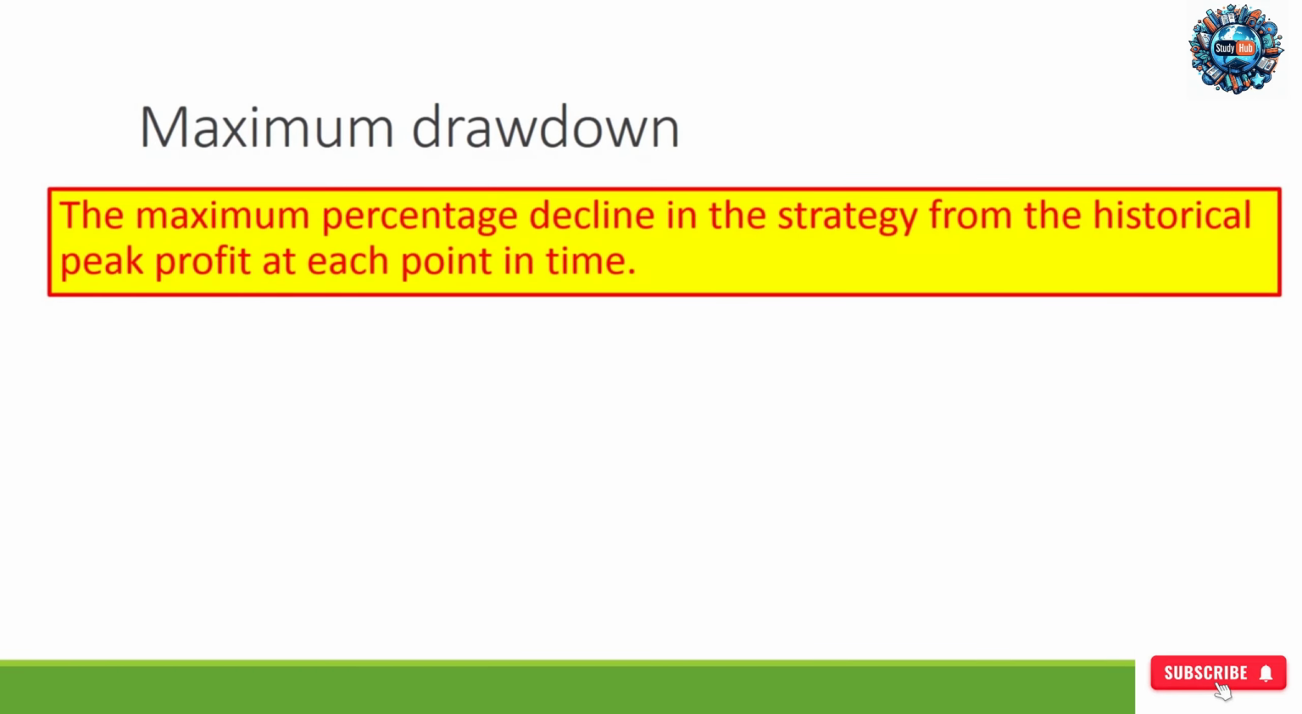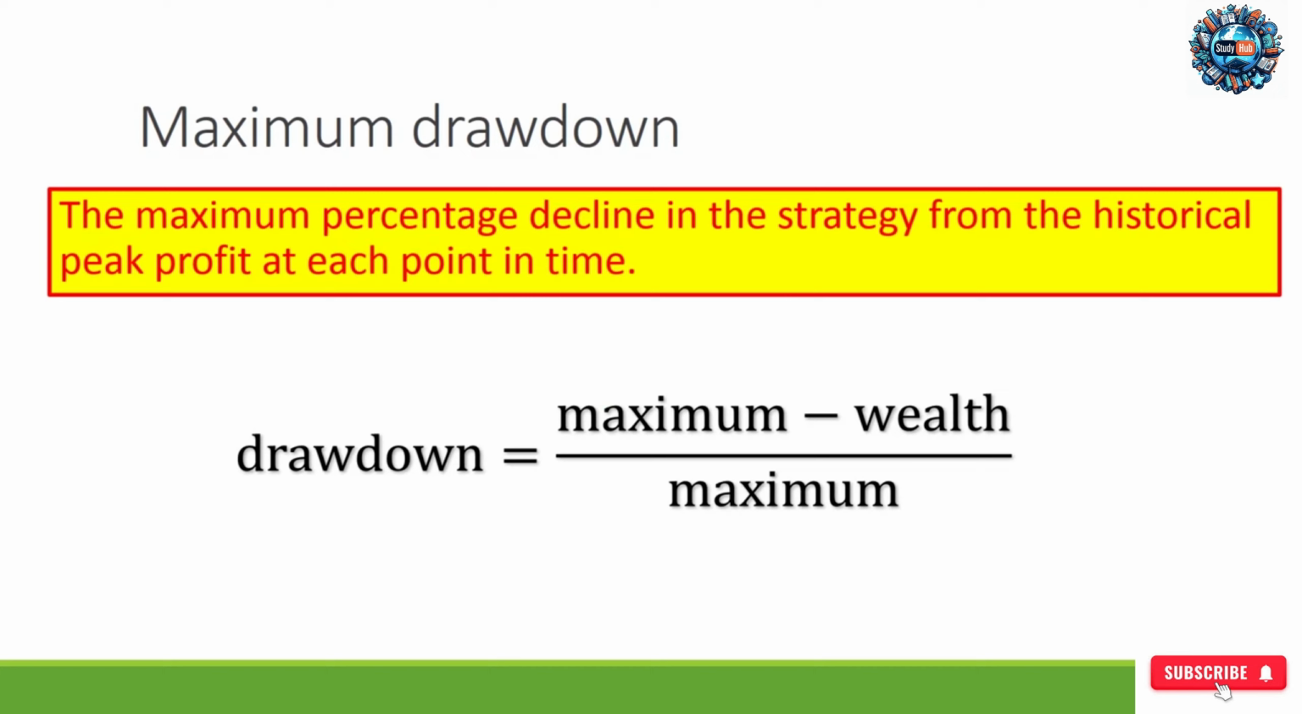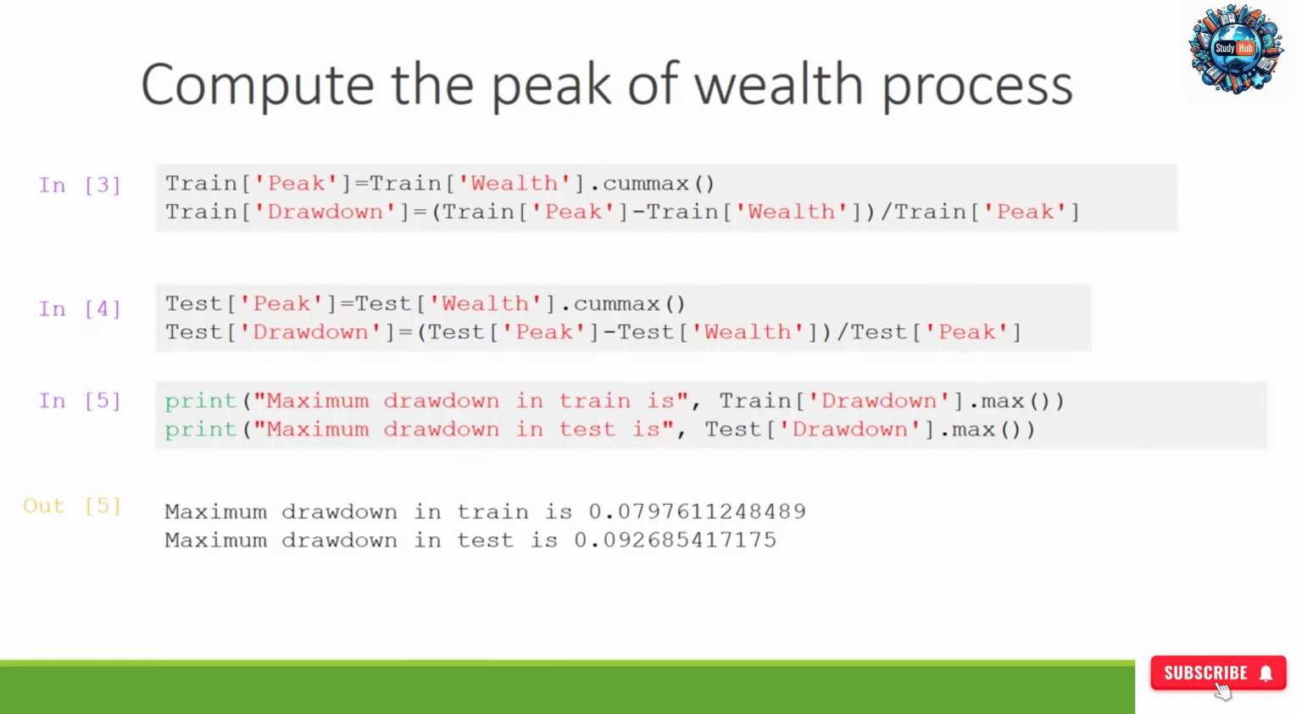Maximum drawdown is the maximum percentage decline in a strategy from the historical peak profit at each point in time. We first compute drawdown and then the maximum of all drawdowns in the trading period. Maximum drawdown is a risk measure for extreme loss of a strategy. To compute a drawdown, we need to compute the peak of the wealth process at every time point. We can do it easily using the data frame method, cummax.